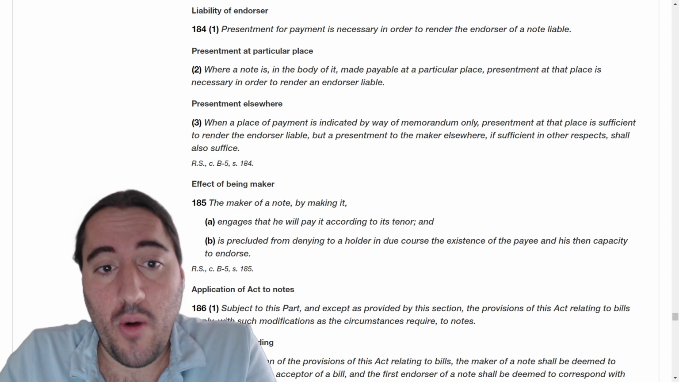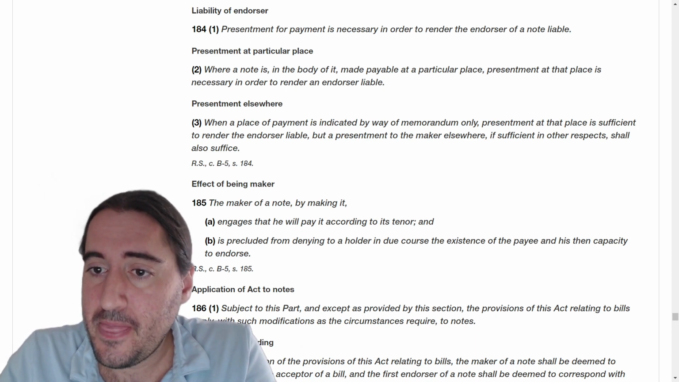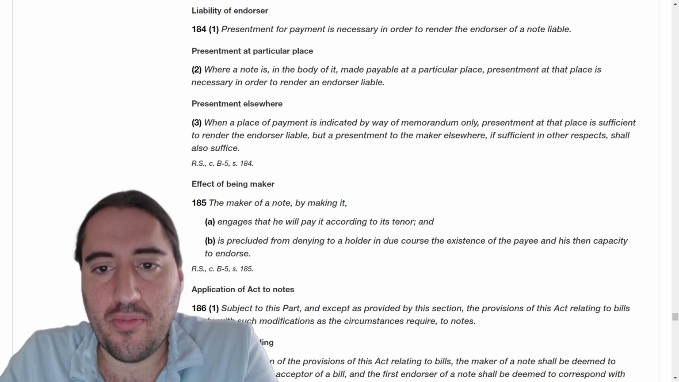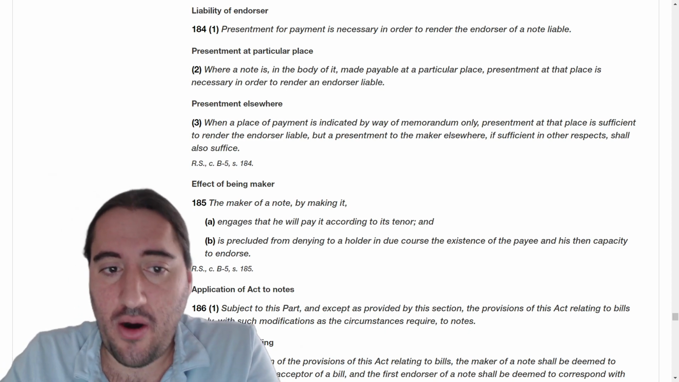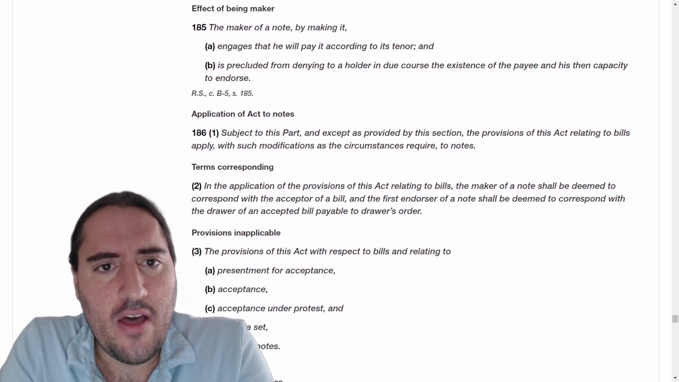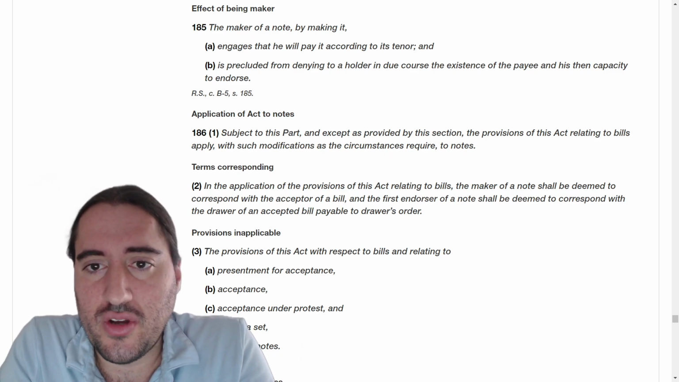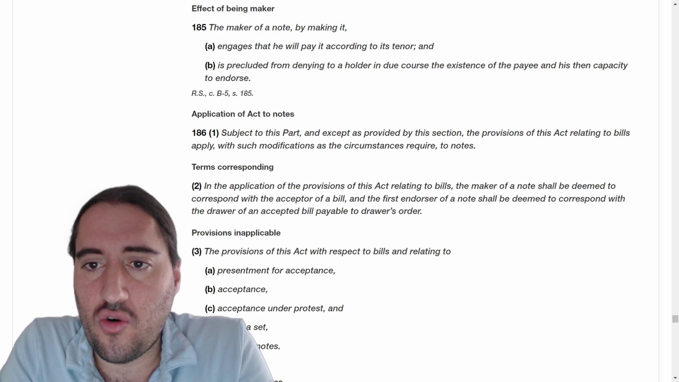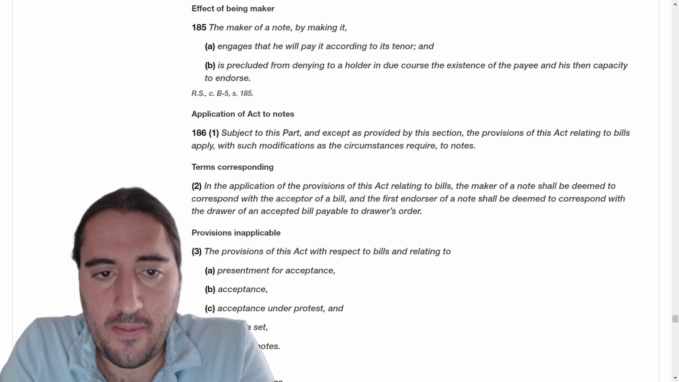Presentment elsewhere. When a place of payment is indicated by way of memorandum only, presentment at that place is sufficient to render the endorser liable, but a presentment to the maker elsewhere, if sufficient in other respects, shall also suffice. Effect of being maker. The maker of a note, by making it, engages that he will pay it according to its tenor, and is precluded from denying to a holder in due course the existence of the payee and his then capacity to endorse.